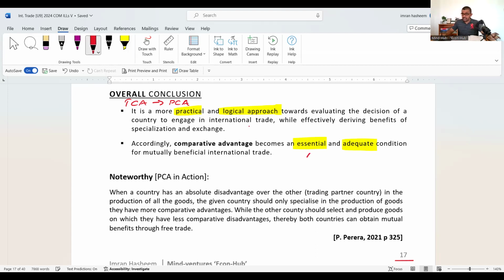Number one, it is essential to have a comparative advantage. Number two, it is enough if you have a comparative advantage. When you have an absolute advantage, it is not enough. You go further and look at comparative advantage. If you have a comparative advantage, it's adequate to make a decision on international trade. If you do that, then you will be able to enjoy a range of benefits, mainly the economic benefits of specialization and exchange.